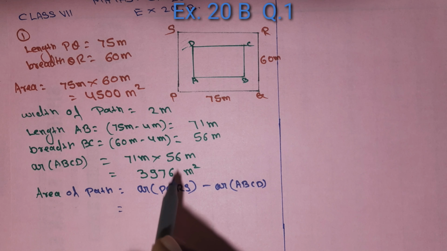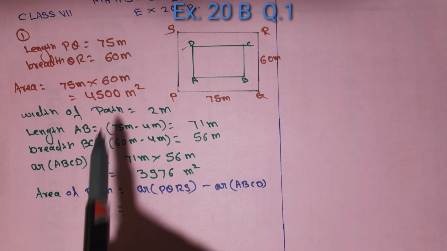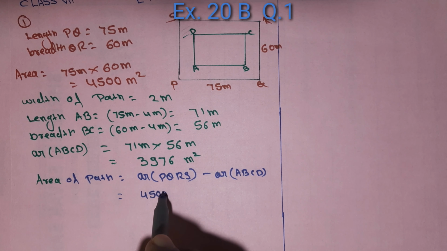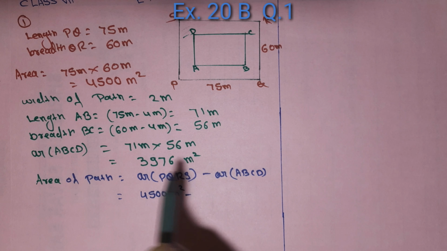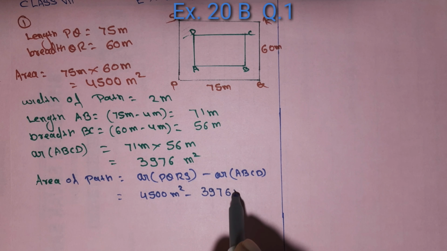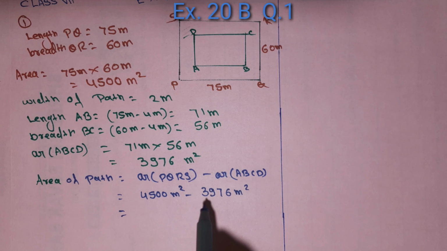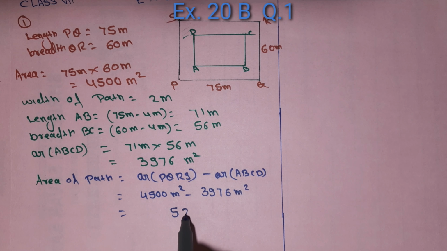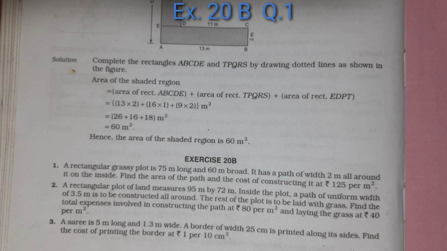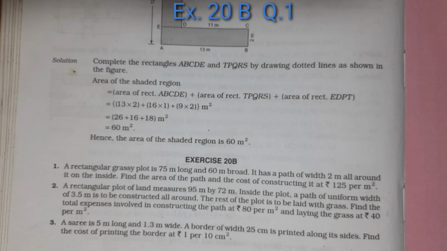What is the bigger rectangle area? We got 4500, so we will write 4500 meters square minus area of ABCD, which we got as 3976 meters square. If you subtract these two, you will get 524 meters square. So that is the area of the path. Now see what is asked in the question. Find the area of the path. So we got the area of the path.